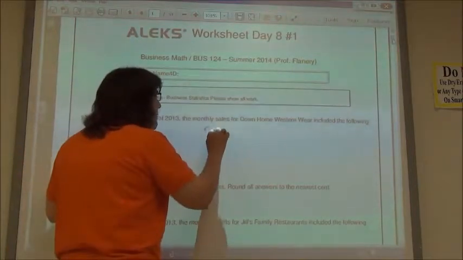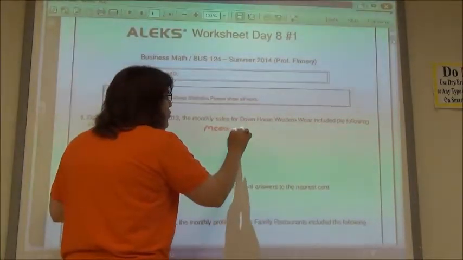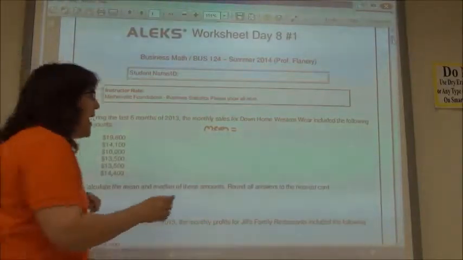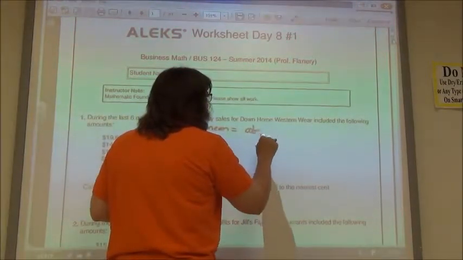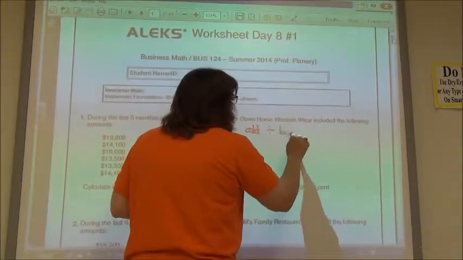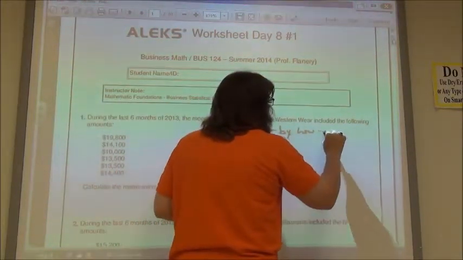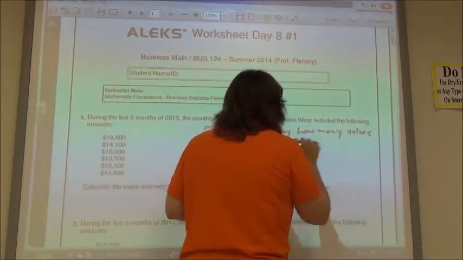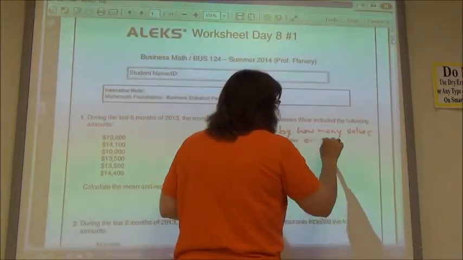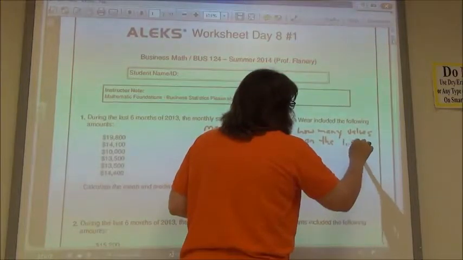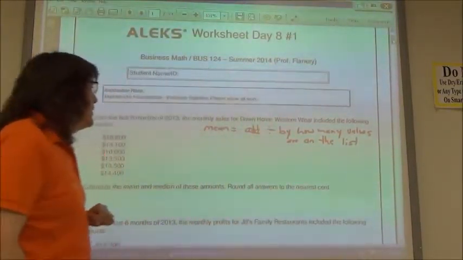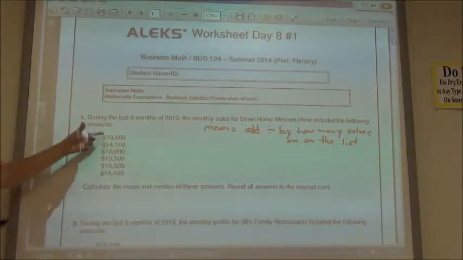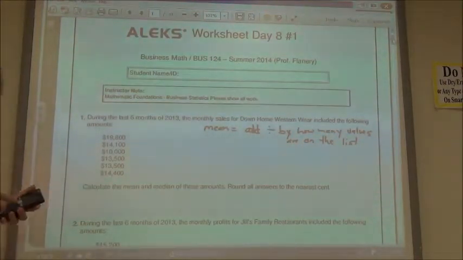So the mean is normally what people think of when they think of the word average. We're going to add them up, then divide by how many values are on the list. So when I'm doing this, I'm going to just go ahead and grab my calculator. I want to find the total of these things first.